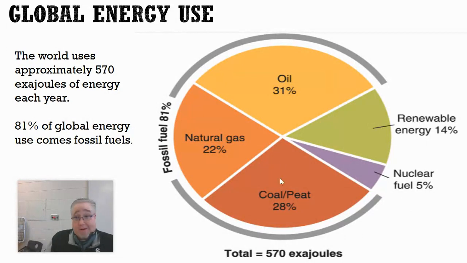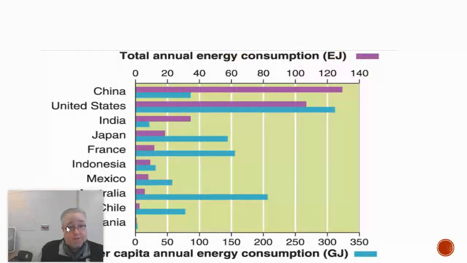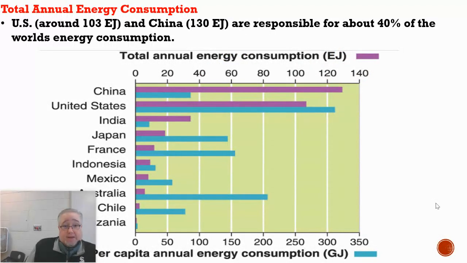All right, so we're going to talk about every single one of these in detail as we go through this unit. This graph here shows you a couple of things. You've got the purple bars and the blue bars. So let's first look at the purple. The purple bars represent total energy consumption, and it breaks it down by country. It doesn't show every country, but it shows you some different ones.